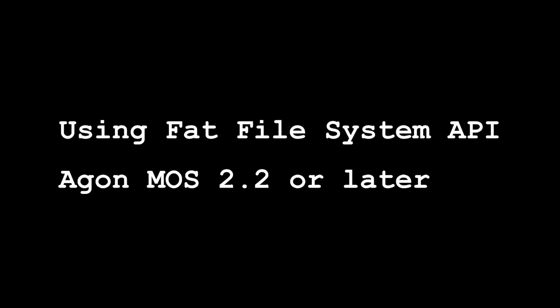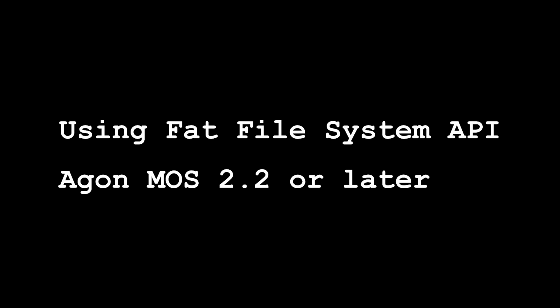This time we're going to look at how we read information from a directory. In a previous video we opened a file, read from it and wrote out a new file. However, we needed to know exactly what that file was called and where it was stored. In order to read what's inside a directory, we're going to be using the FAT file system API.